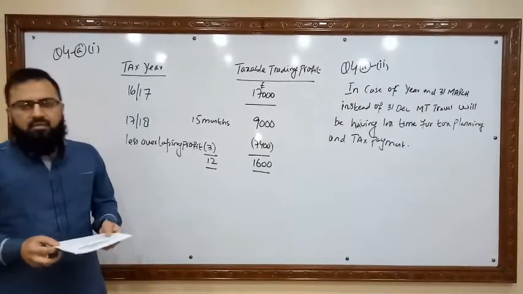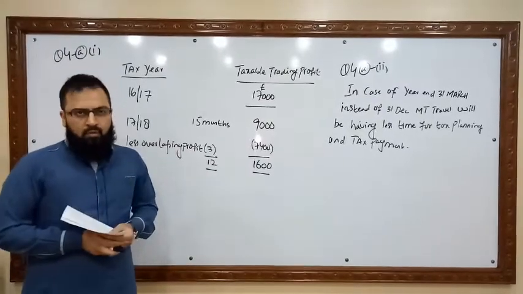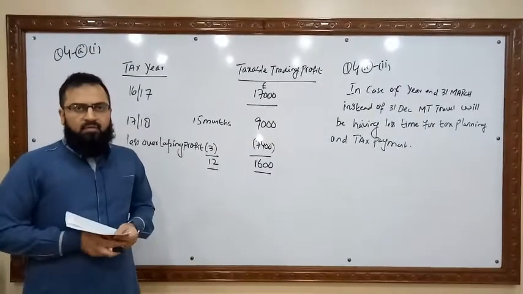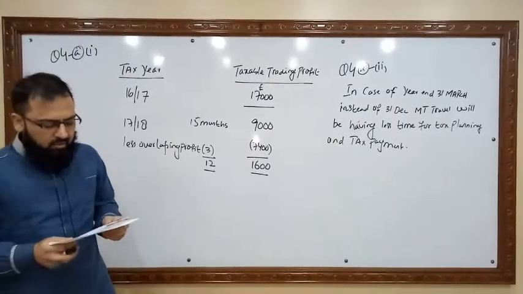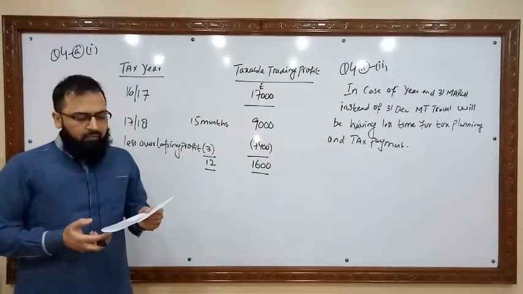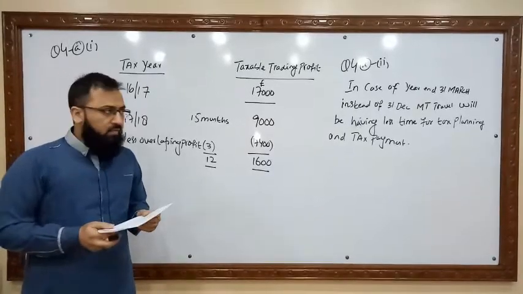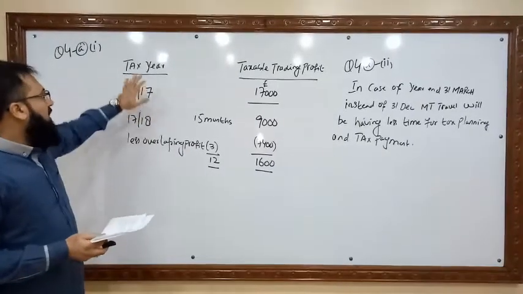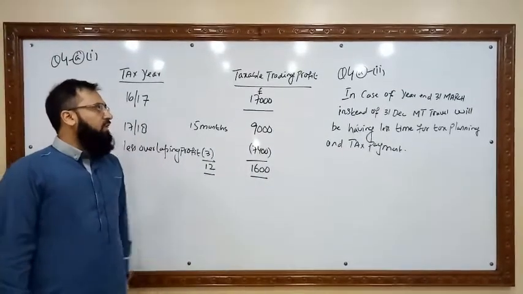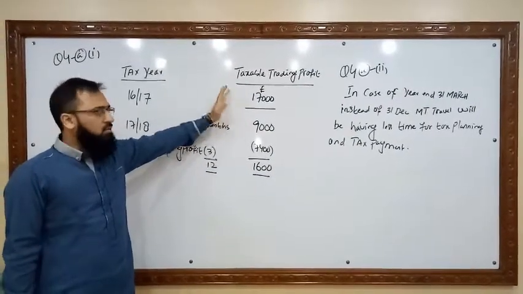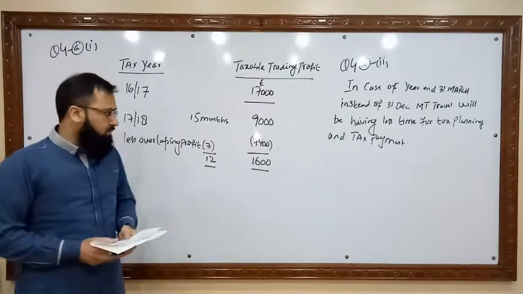Now let us discuss the answer of question 4. In point number 1, we have to discuss the taxable trading profit of Empty Travel for each tax year 16/17 and 17/18. In tax year 16/17, we have been given a straightforward taxable trading profit of 17,000, so there is no need to do anything.